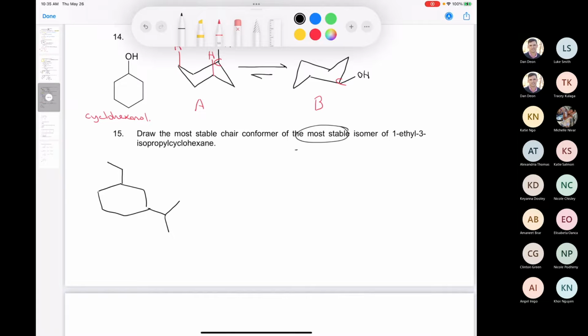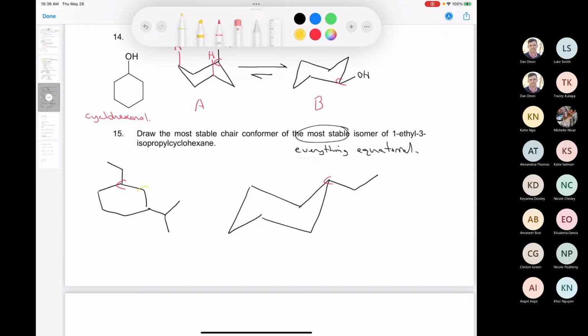We want to have everything equatorial, because we know that equatorial substituents are more stable, or lower in energy, I should say, than an axial substituent. And so if we just draw a chair, I told you a convention that our book likes to do is something like this, where this carbon is the one that's going up and to the right. So let's draw the ethyl group in the equatorial position. So we'll have our ethyl group like this, equatorial.